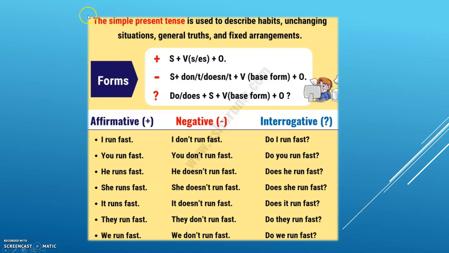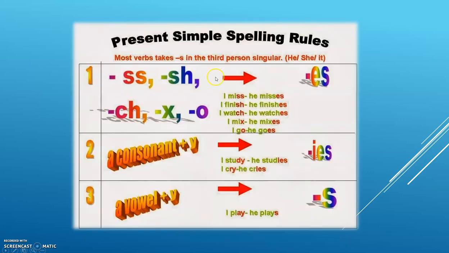Now, all this comes under simple present tense. So, affirmative, negative, interrogative. Did you understand? Now, there are some spellings, children, when we write present simple tense. There are some rules. You all make mistakes while writing spelling.